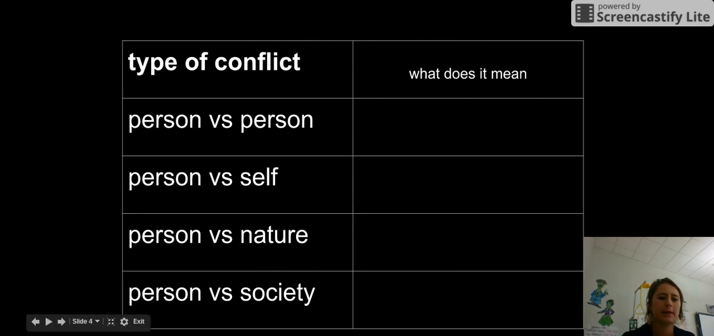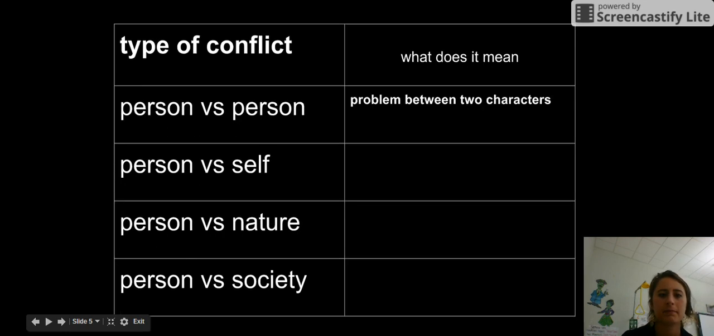There are 4 types. Write down these 4 types in your notes. Person versus person, person versus self, person versus nature, and person versus society. You can pause the video as you write it, then move on.